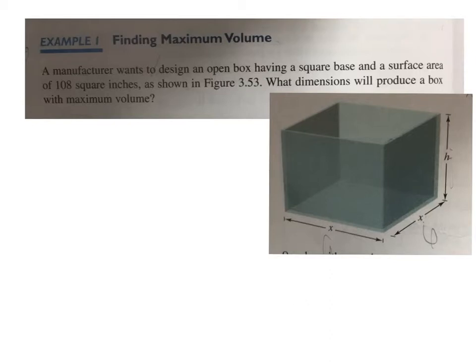So we've got this optimization problem where it says a manufacturer wants to design an open box having a square base and a surface area of 108 square inches, as shown in the figure right here. What dimensions will produce a box with the maximum volume?